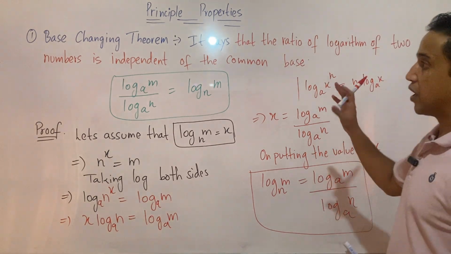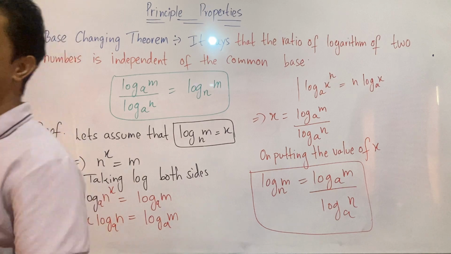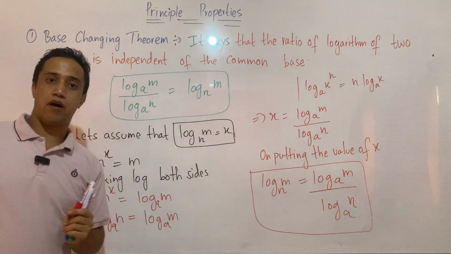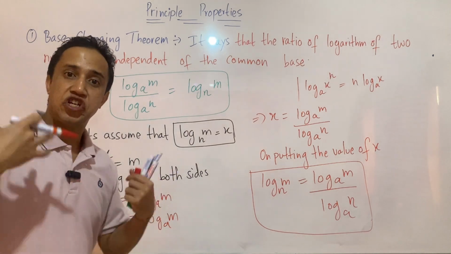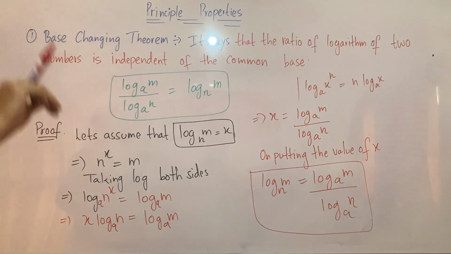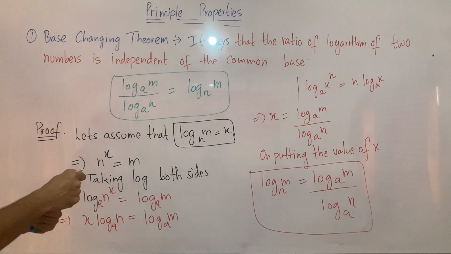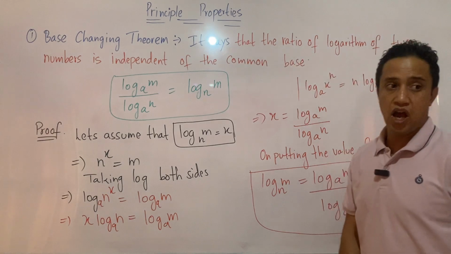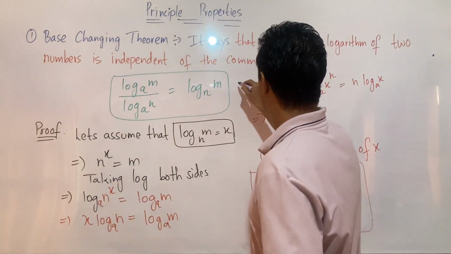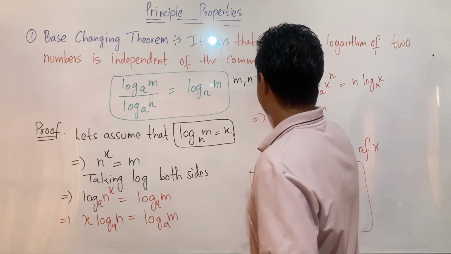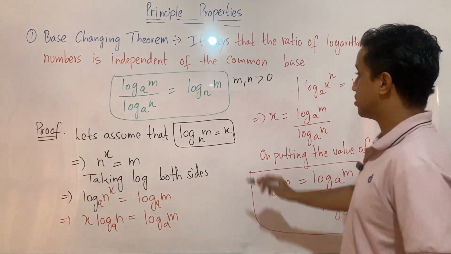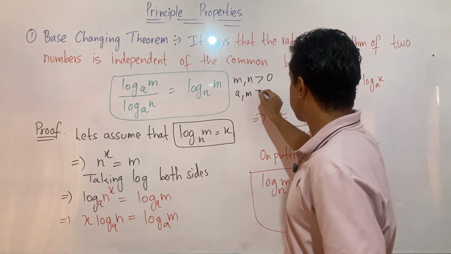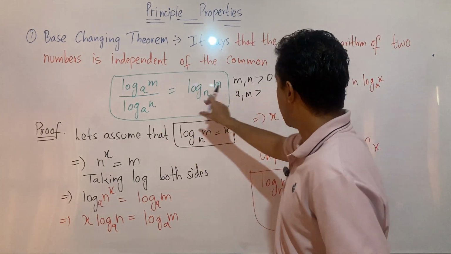This base changing theorem property is very useful, because by using this property, you can change the base. One very important thing here is that when we define this property, don't forget that m and n must be greater than 0, and a must be greater than 0 and not equal to 1.